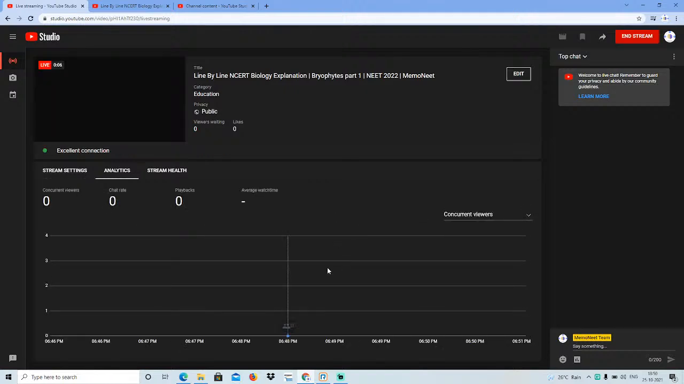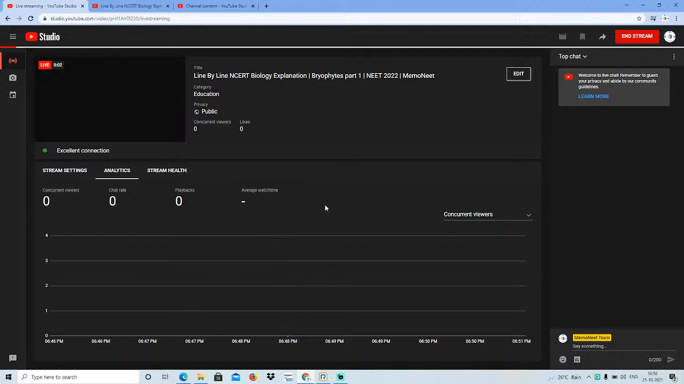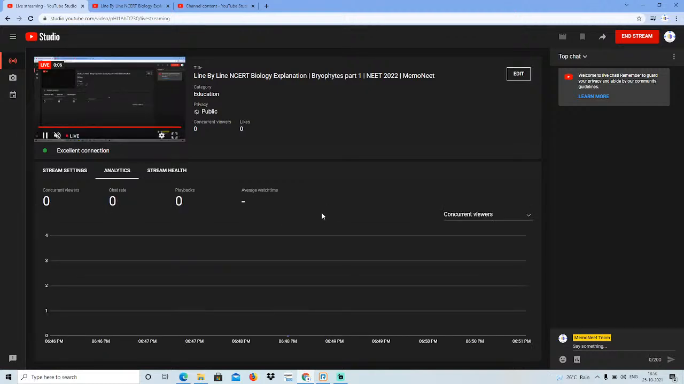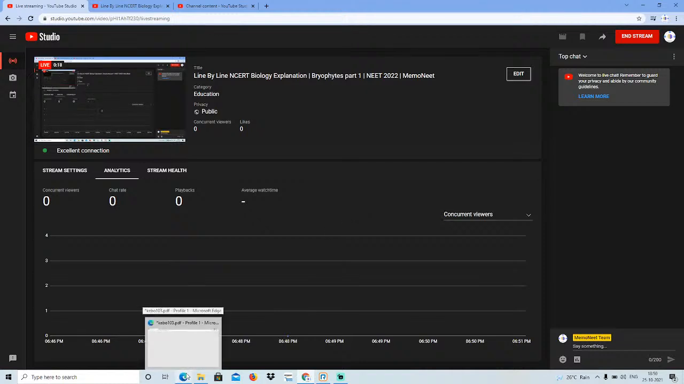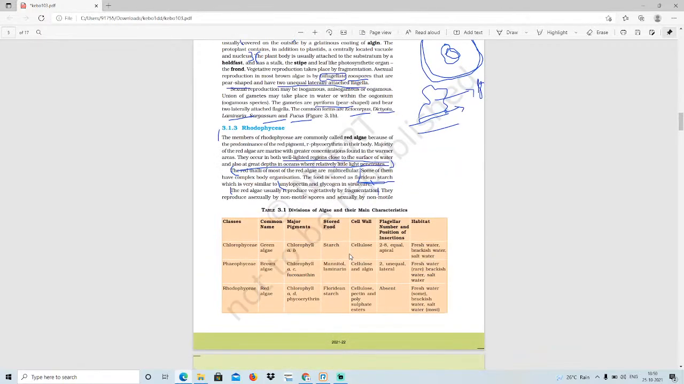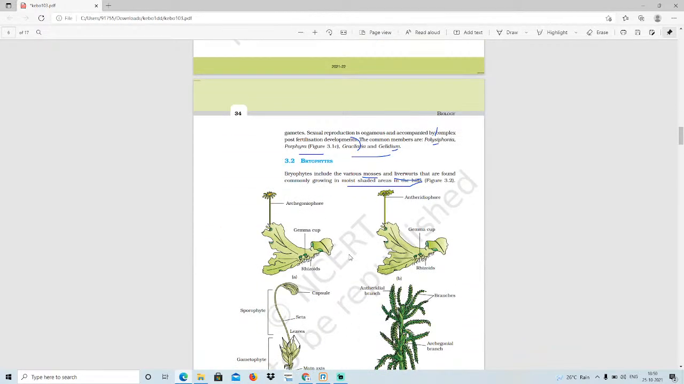Okay, hello everyone. Sorry, we were recording the Bryophytes session line by line NCERT. My system hung suddenly. I don't know why. So we will just go through Bryophytes today, and then we will practice in MemoNeet and come back. We completed till this, but still we will quickly go through from the first so that it is a separate video properly.